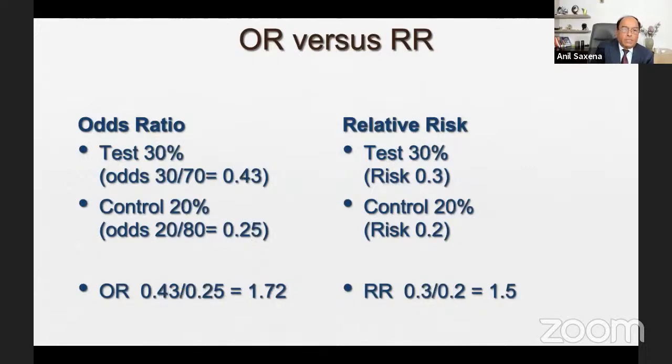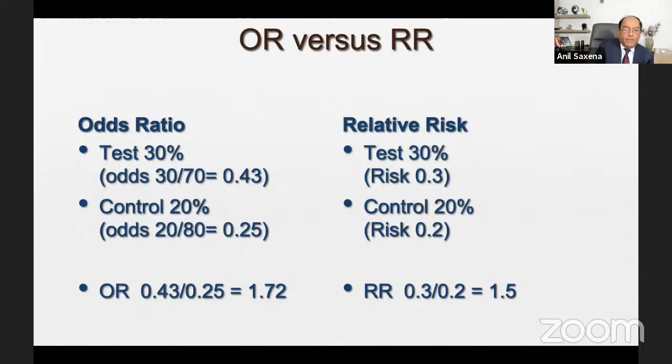If you increase the percentages, for example, here you have something happening 30%, so the odds become 30 against 70, so it's 0.43. And in the control group it is 20 against 80, so it's 0.25. If you take the risk, 30% means 0.3, control 20% means 0.2. The odds ratio becomes 1.72, and the relative risk becomes 1.5. Here the percentages are still quite high, 30% versus 20%, but there is still not much difference between odds and relative risk.